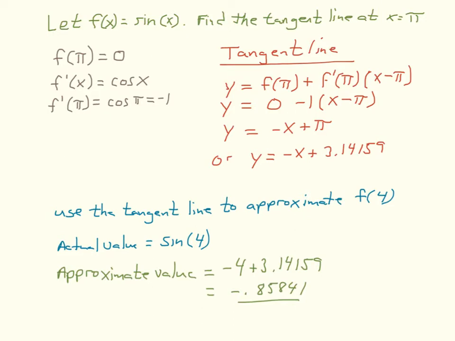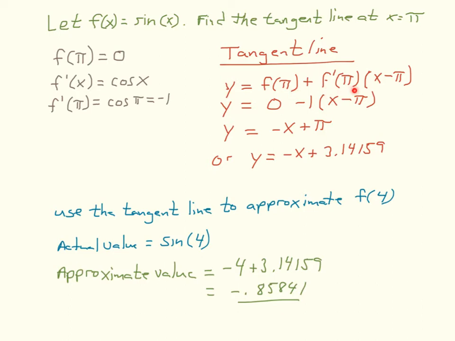Let's take a look at how this works. We're going to let f of x be sine of x, and we want to find the tangent line to sine of x at x equals pi. If I put pi into the sine function, I do get 0. I know the derivative of sine is cosine, so f prime of x is cosine of x. Then if I evaluate f prime of pi, I'm going to get the cosine of pi, which we know is -1.